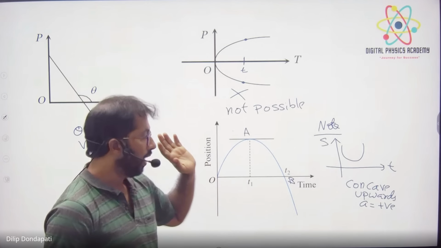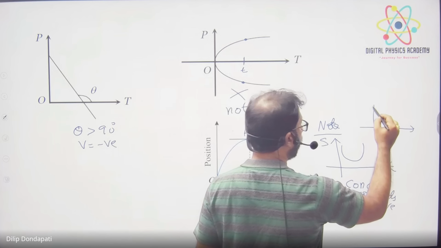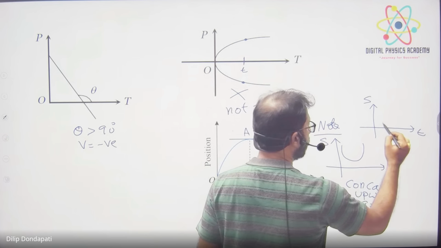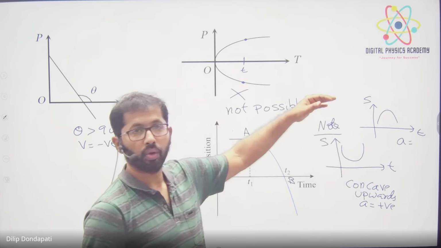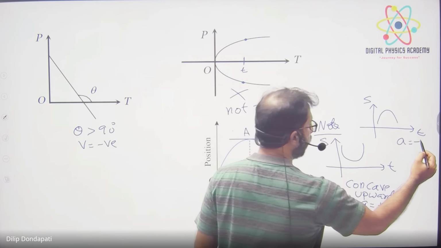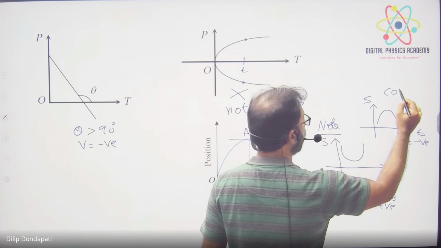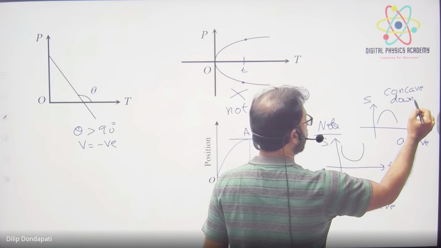Okay. And you tell me, if like this is there, acceleration क्या होगा? This is called concave downwards. Negative. Concave downwards में acceleration negative. ये shortcut learn कर लो.